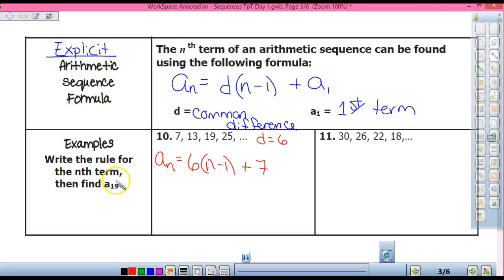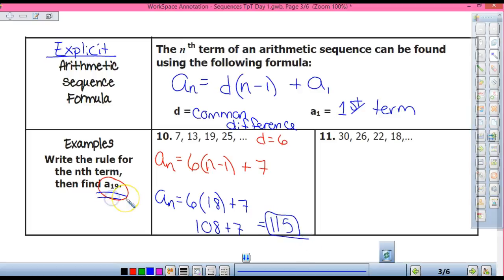Okay, now they want us to find A19. So they want us to find the 19th term. So where are you supposed to plug in 19? For n. So we're going to go A sub n equals 6 times, now it's 19 minus 1. 18. So 18 goes in there plus 7. So calculator's out, unless you can do this in your head, which I'm totally okay with. 6 times 18 is 108, I believe. Plus 7 gives us 115. So this is telling us that the 19th term in our sequence would be 115.